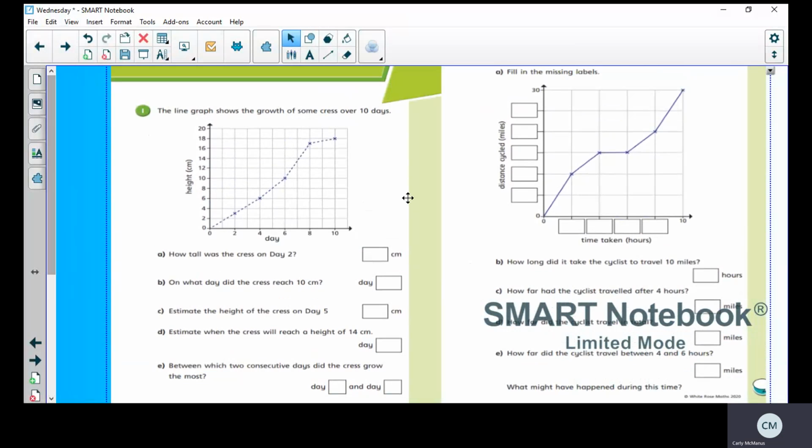And then here it says fill in the missing labels. Now, if you're able to do this on the computer, then fill in the boxes. If you're not, I would just draw this out on a piece of paper as best you can.